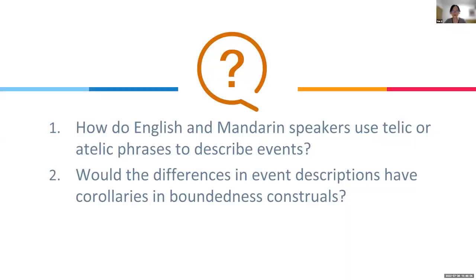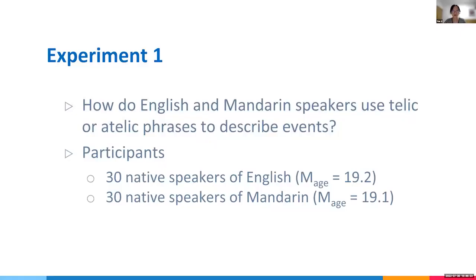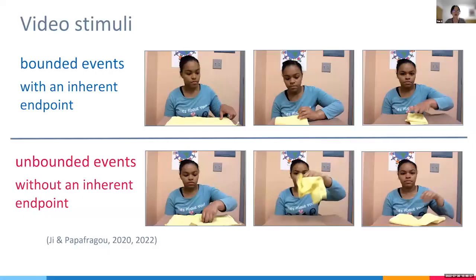And the further question is whether the differences in event descriptions would have consequences in boundedness construals. So the first experiment is an event description task. We have 30 participants for each language group. We use two sets of video stimuli. One set includes bounded events, the other set includes unbounded events.